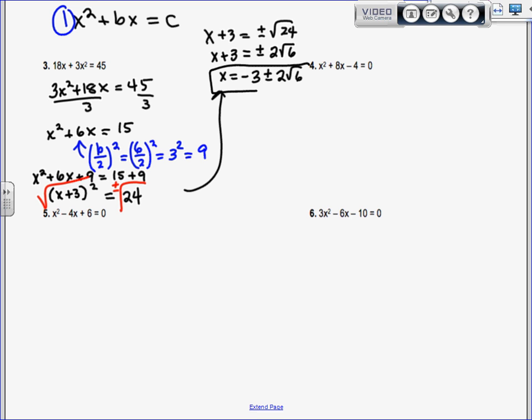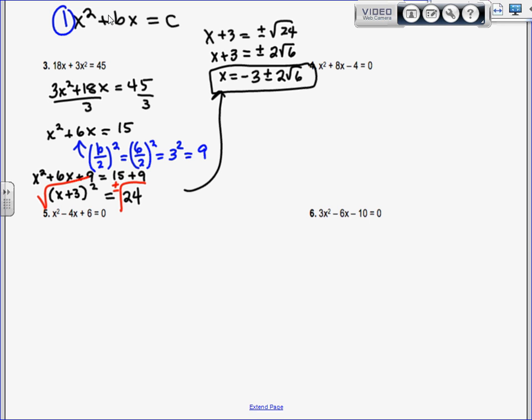And that's your answer. You can't combine any further because if I had negative 3 plus 2 root 6 or negative 3 minus 2 root 6, those are my two answers. This square root part is treated like an x. So if I had negative 3 plus 2x, I wouldn't be able to combine those and say negative 1x, right? So same reasoning with the square roots. You can't combine them any further.